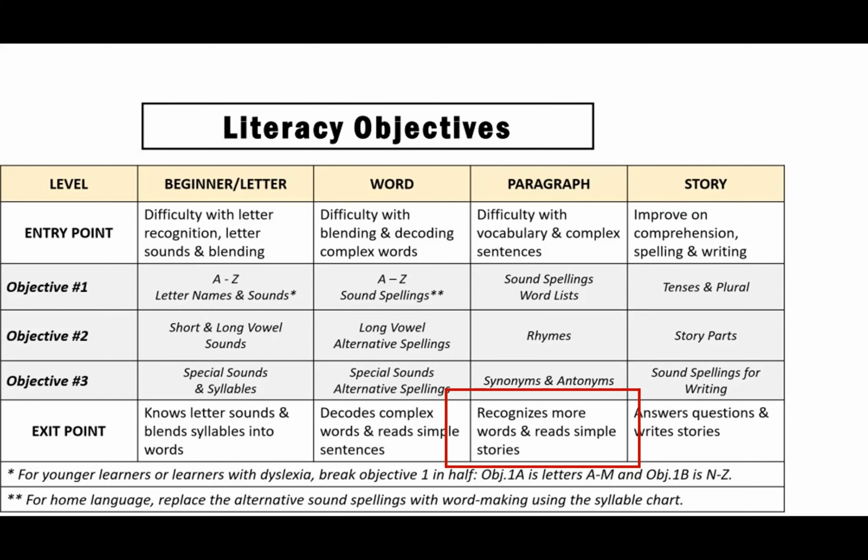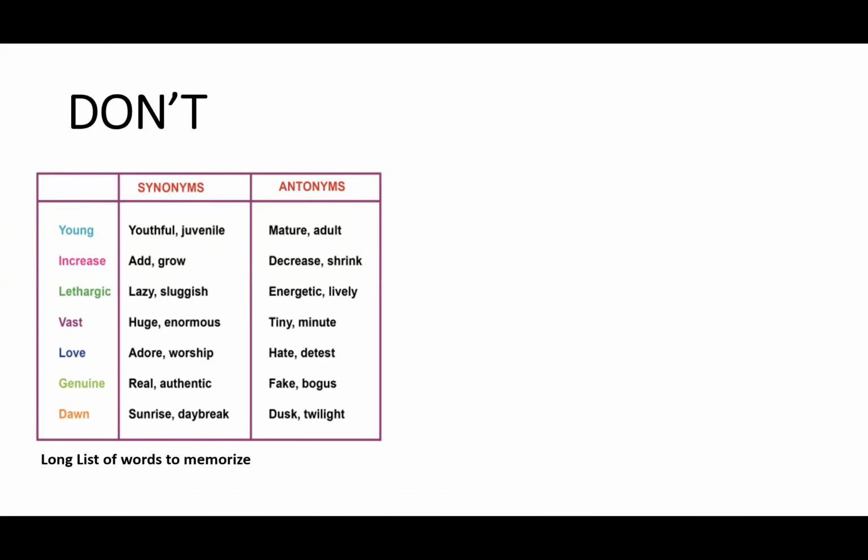So don't get distracted by rhymes and synonyms and antonyms. We want to make sure that they're not leaving the paragraph level until they're able to read simple stories. So this level has a ton of reading. Things that you should not do.